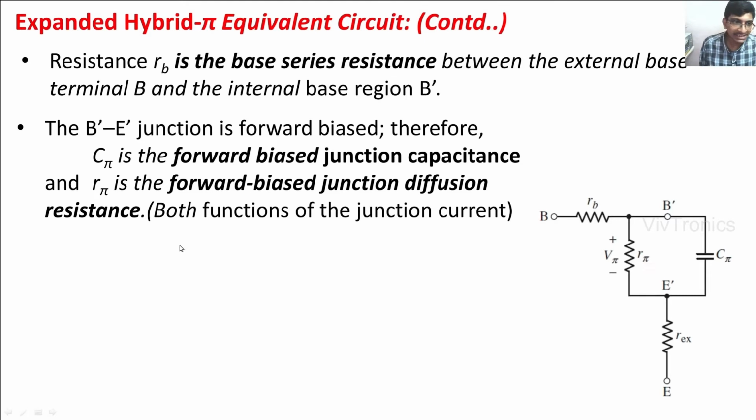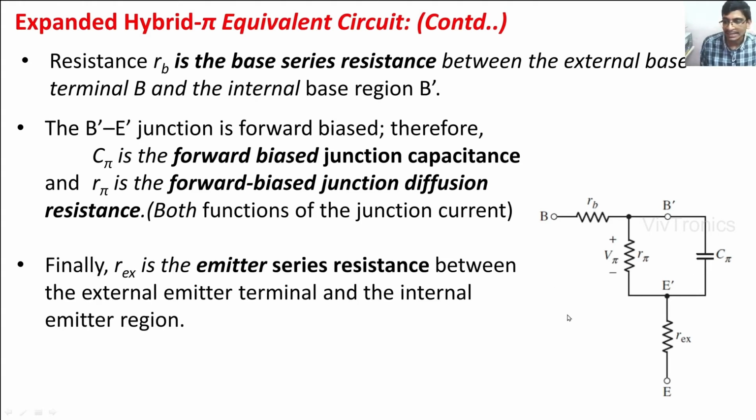Here r_pi means the forward biased diffusion resistance. Because of the forward bias of the diode, it offers some resistance, which is called r_pi. The depletion layer in the forward biased region acts as a dielectric for a parallel plate capacitor, which forms some capacitance, called C_pi here. So as the base to emitter junction is forward biased, it offers one resistance and one capacitance.